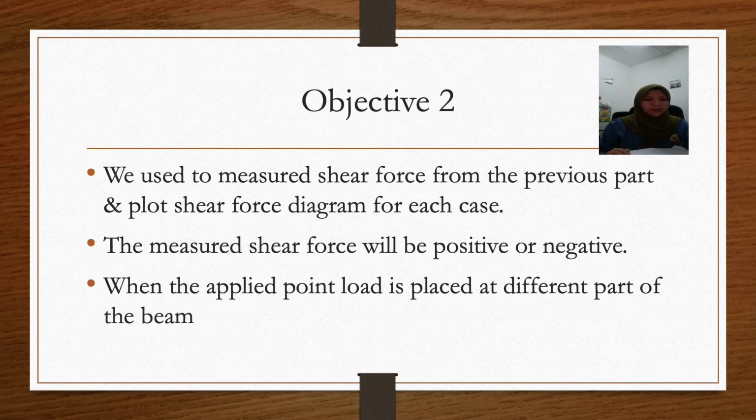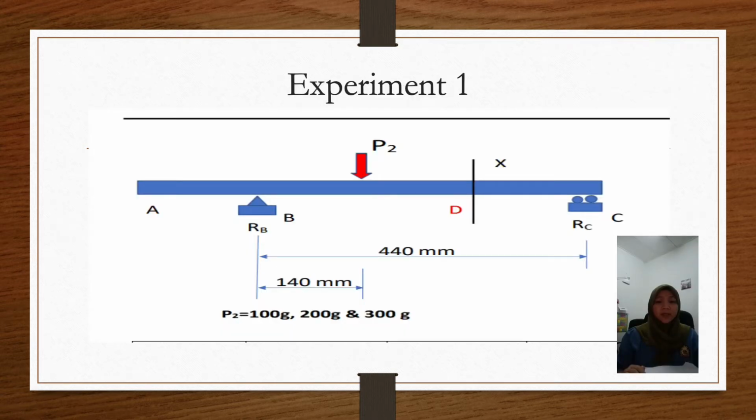Positive shear force and negative shear force. For objective 2, we use the measured shear force from the previous part and plot the shear force diagram for each case. The measured shear force will be positive or negative when the applied point load is placed at a different part of the beam. Take case 1 as an example. This is the shear force diagram and the measured value of shear force is shown.